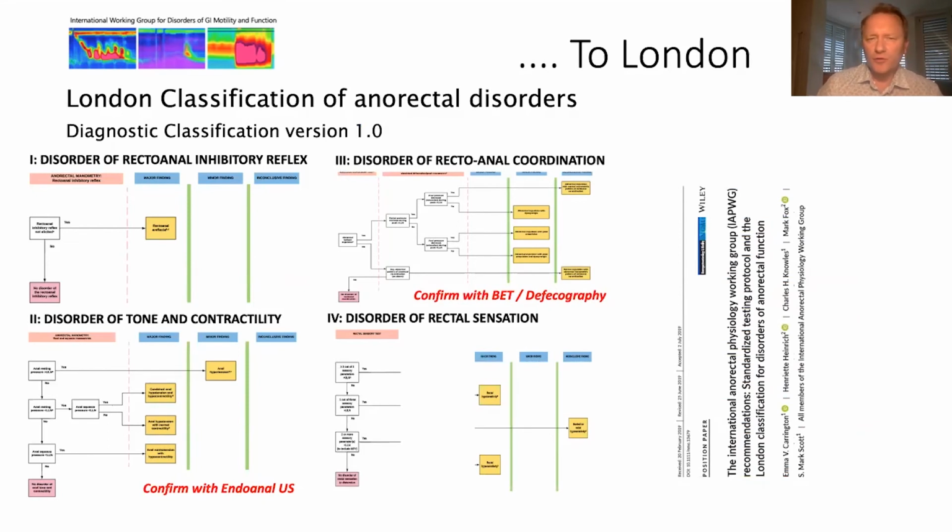Again, there's a hierarchical approach. We begin with disorders of rectoanal inhibitory function. Well, these are of course rare. Hirschsprung's disease in adults is an extremely unusual condition, but if it's present, that's a major motility disorder that requires immediate attention. There are disorders of tone and contractility, disorders of rectoanal coordination, which certainly require confirmation if present with balloon expulsion tests or defecography. And then there are additional measurements of rectal sensation, which are very important for many people with chronic constipation or fecal incontinence.